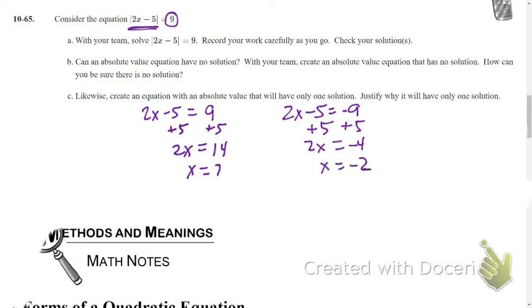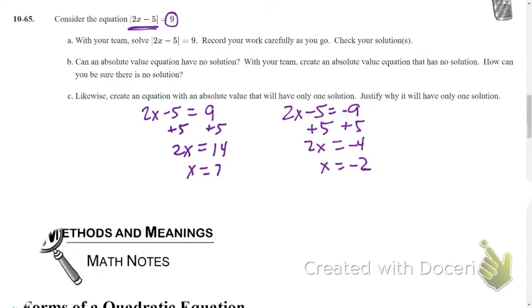Now, can an absolute value equation have no solution? Create an absolute value equation that has no solution. How can you be sure there's no solution? With that in mind, I want you guys to pause the video. You're going to do this part on your own. What is the equation going to look like when it's absolute value for it to have no solution? Okay, pause the video and come back.